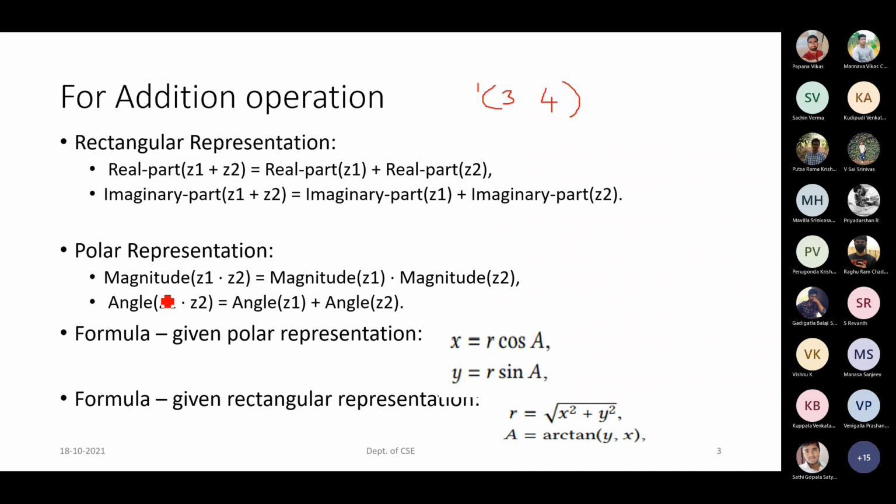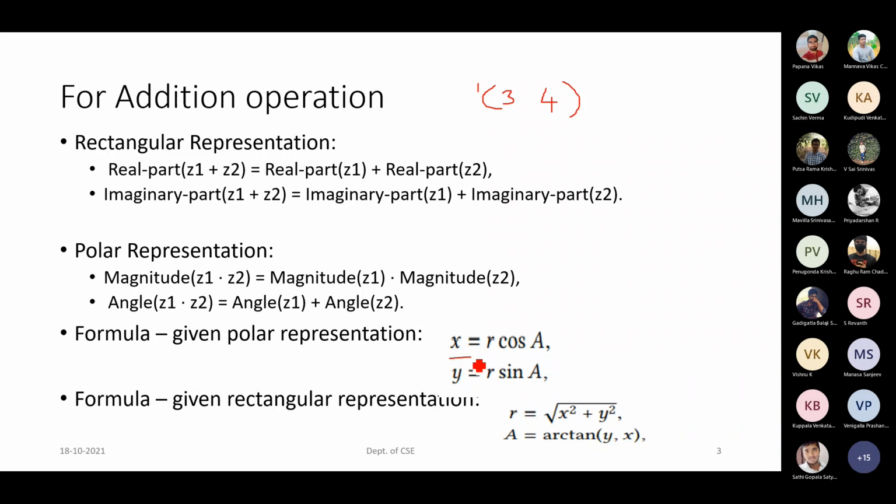Now, if your input is given in polar form, and one complex number is in the polar form, the other one in the rectangular form, then we need to do some sort of conversions. So we have mathematical formulas. If your given input is in the polar representation, and you have to convert to complex rectangular form, that is, find the x and y values, the formula we can apply is magnitude multiplied by cos of angle, which will give us the real part of it.